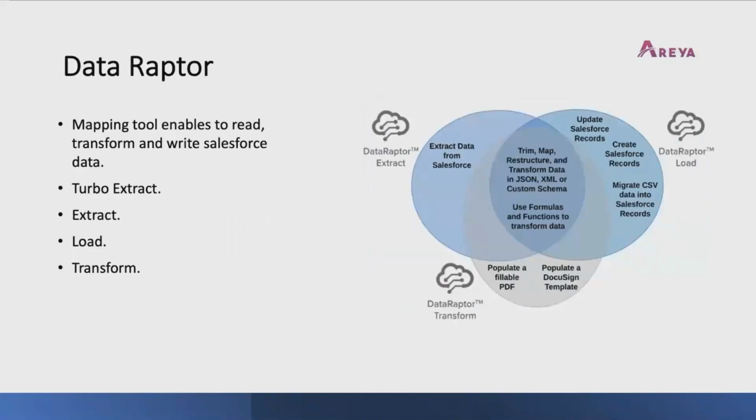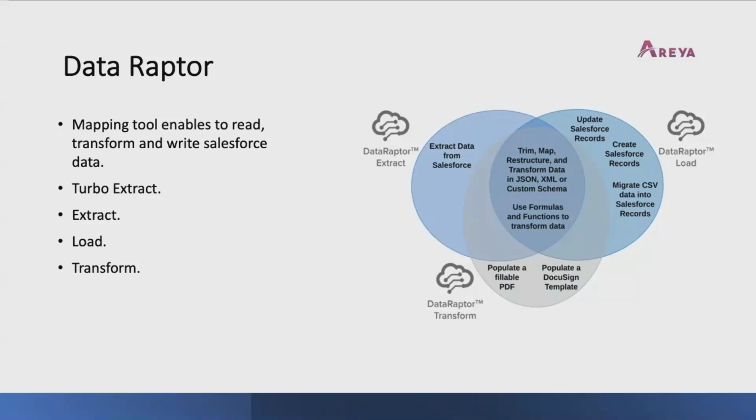From the backend side, we have two parts: data raptor and integration procedures. As I said earlier, data raptors are used to retrieve the data, transform it, and then again save that data to Salesforce. To do all these processes, data raptor has four types. The first one is turbo extract, then extract, then load and transform.